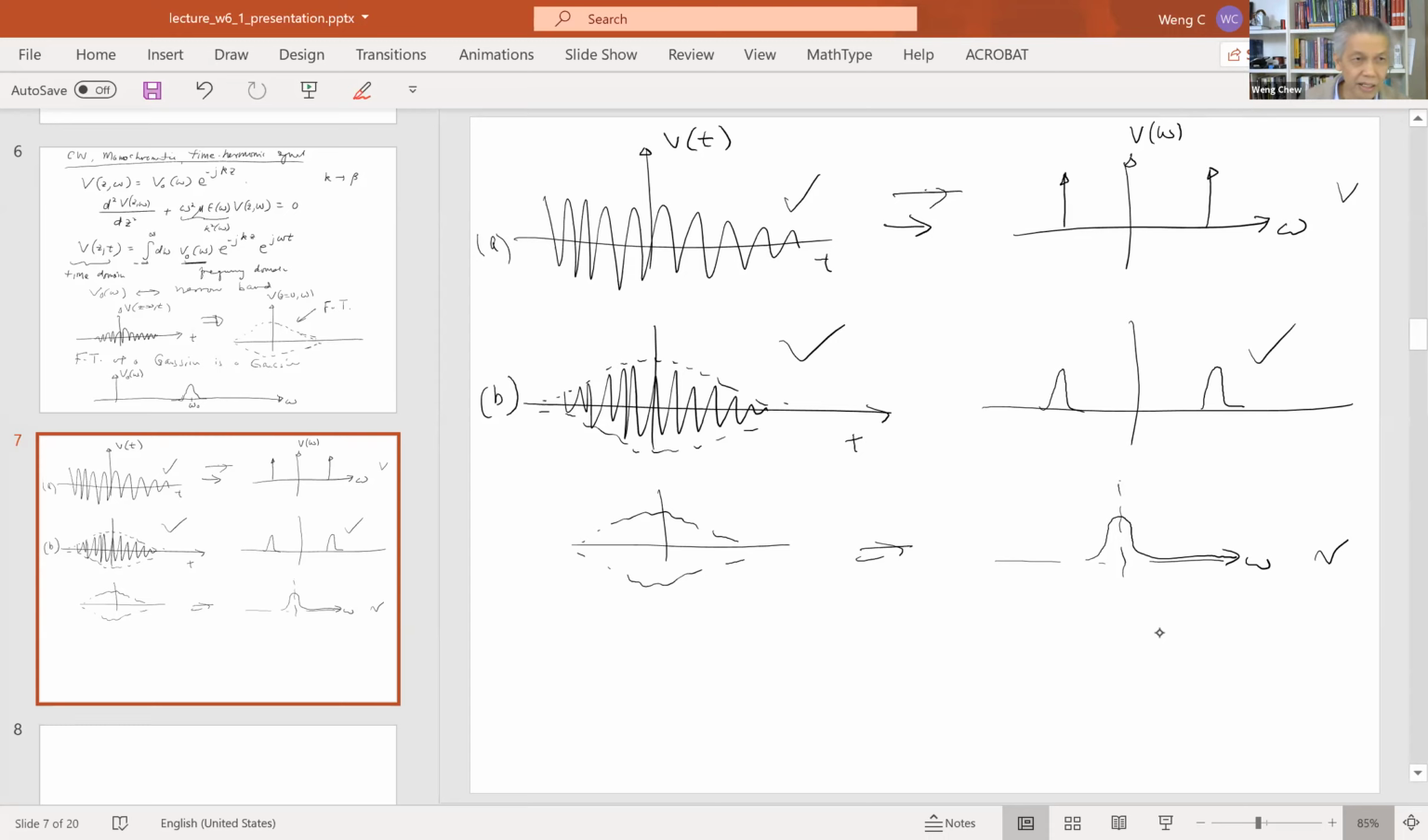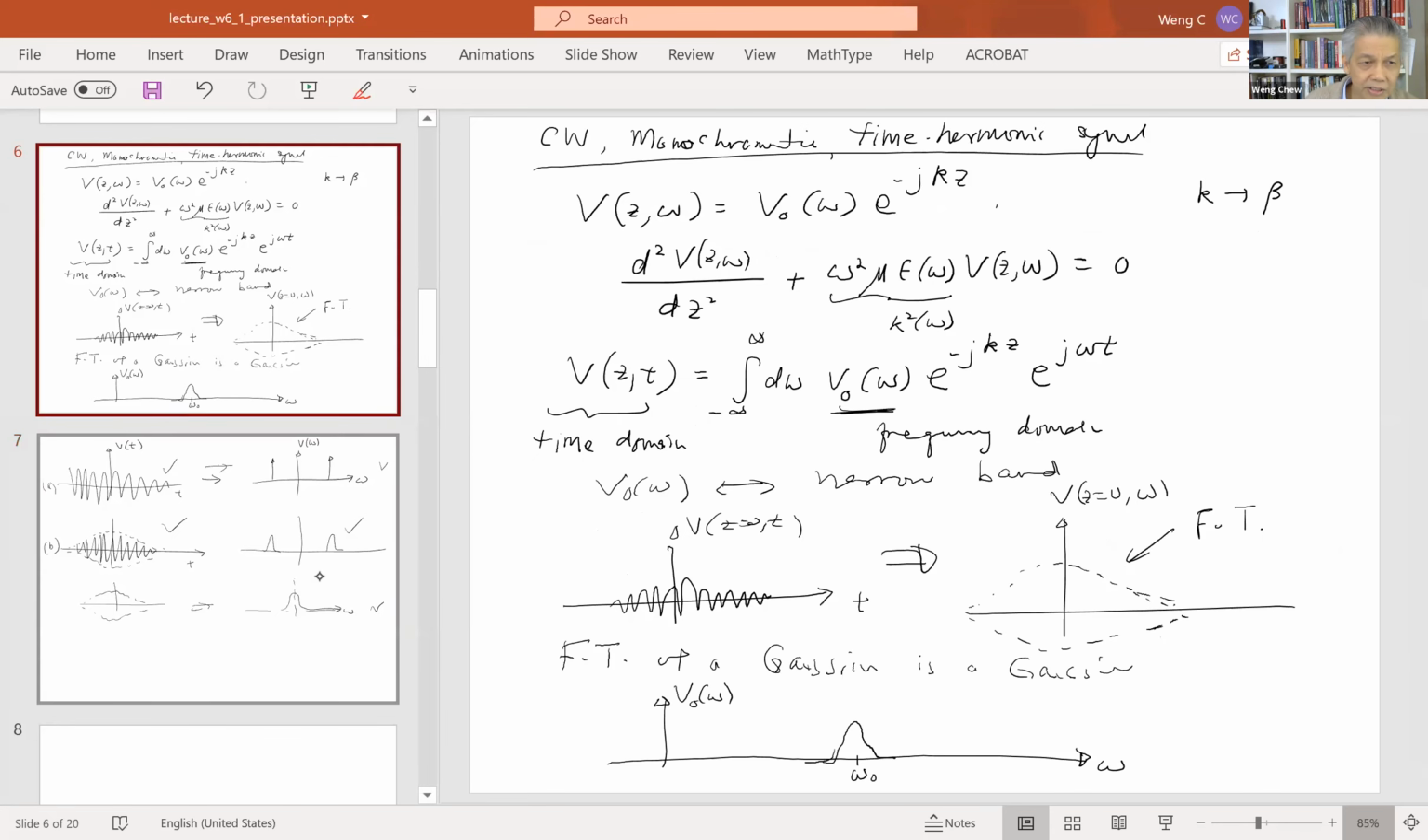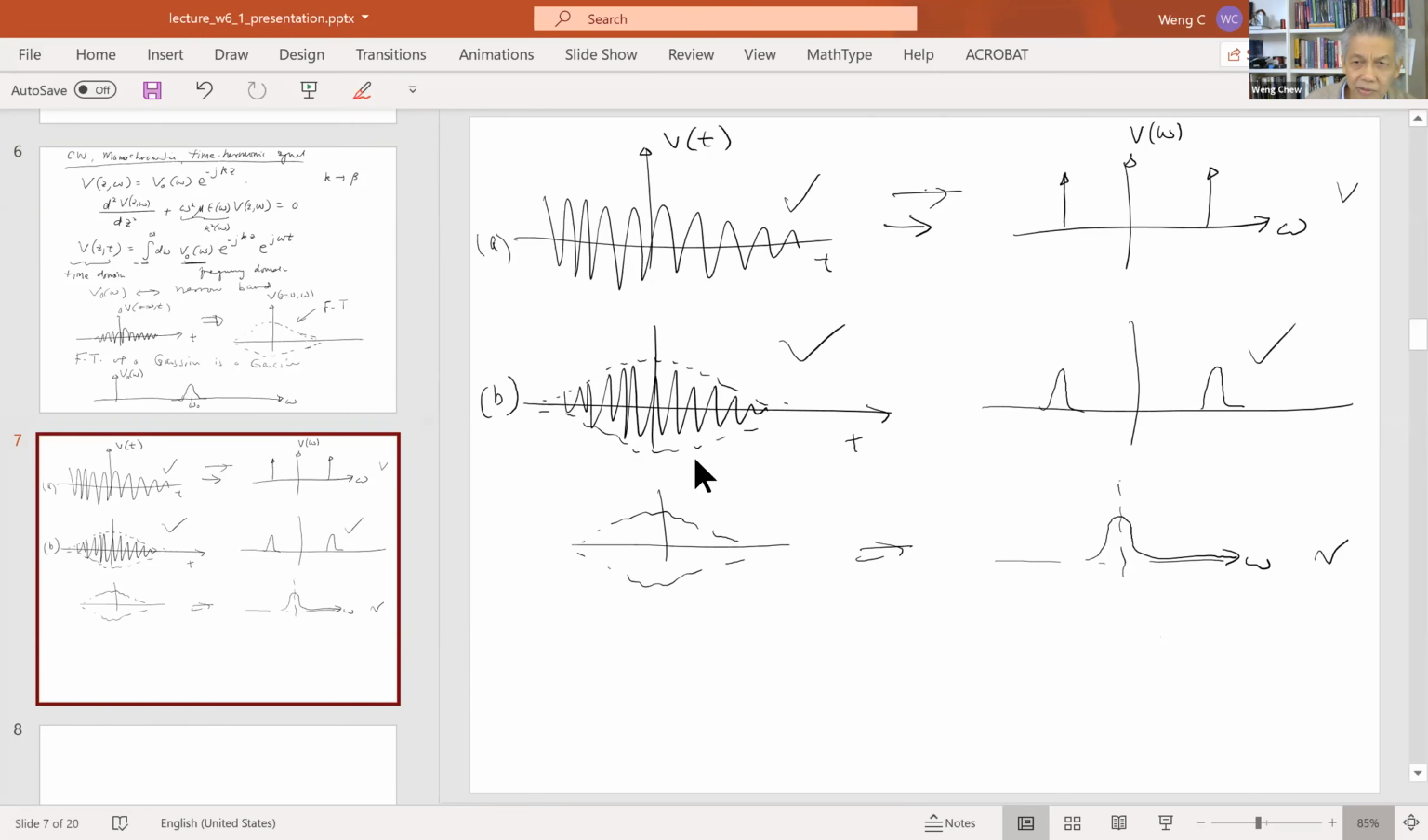So what I'm trying to say is that if you have a wave packet, its Fourier transform will look something like this. Okay, its Fourier transform will look something like this. And then you can quickly work this out in your head as to what it should look like.